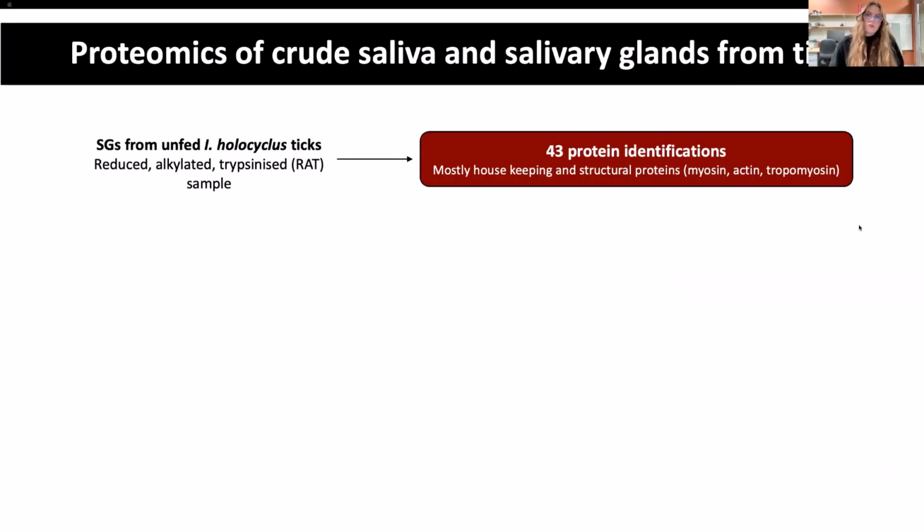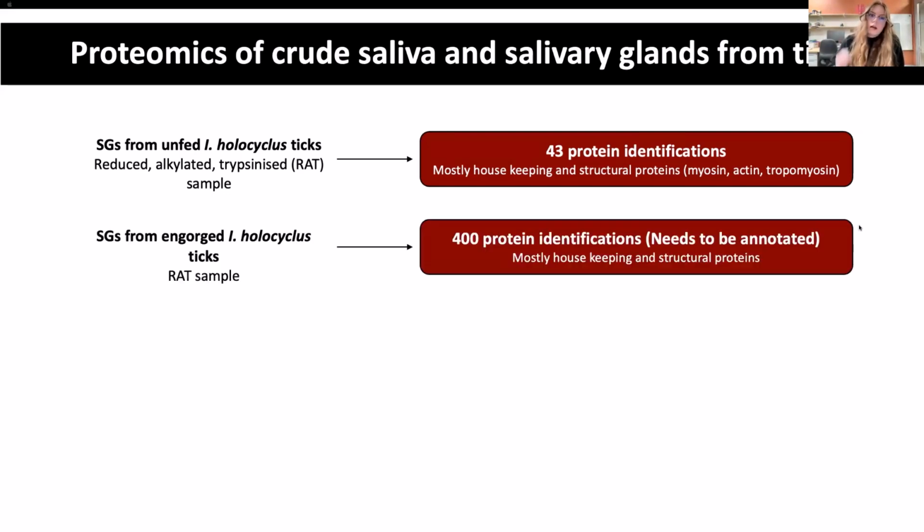So I have been able to do some proteomics with the Ixodes, primarily the Ixodes holocyclus ticks. The first ticks I received were unfed ticks that were ready to attach to their final host. I dissected out the salivary glands because I wasn't able to collect any saliva from them, and did a reduced, alkylated and trypsinised sample. When I had a look at this, we had 43 different protein identifications, but they were primarily housekeeping and structural proteins. This is basically consistent with the inability to collect any saliva, and it probably suggests that if a tick is not already feeding on a vertebrate host, it's not actively producing any saliva.